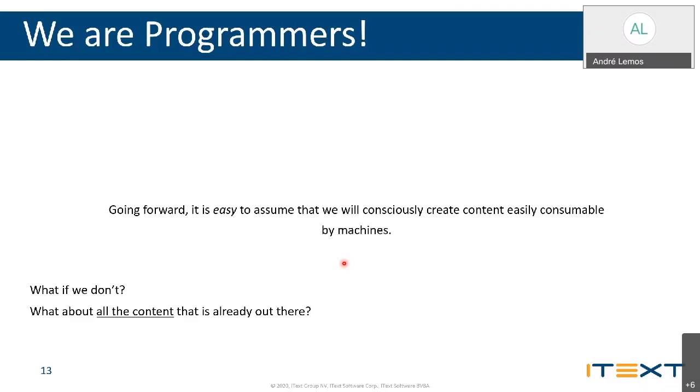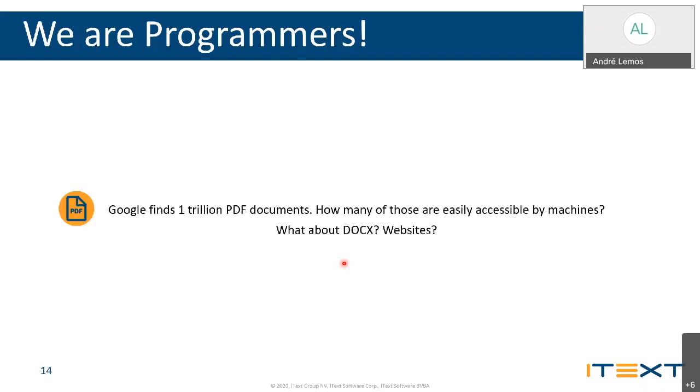That's really the big question. Just in PDFs, there are more than 1 trillion documents indexed by Google alone. I would be willing to bet that less than 5% of those documents are accessible. Probably less than 1% even. And we're just talking about PDFs.